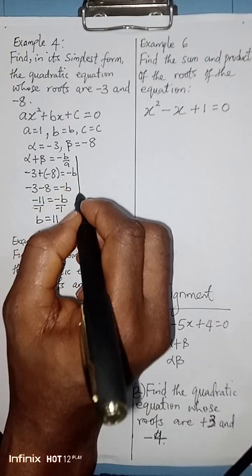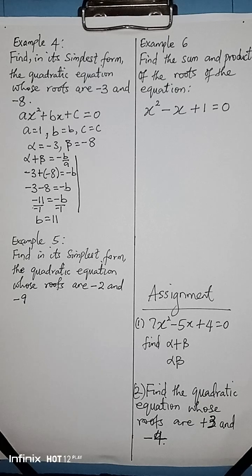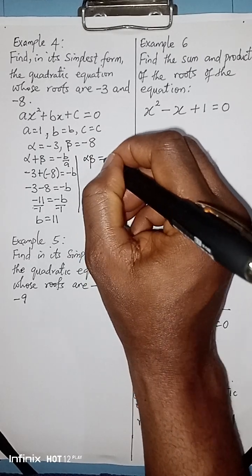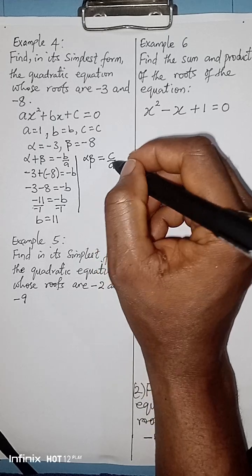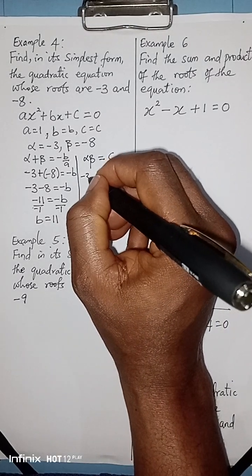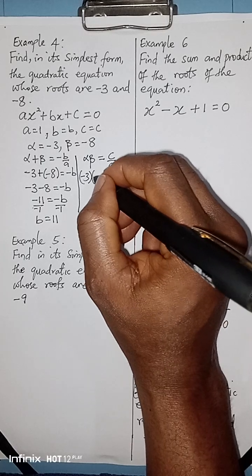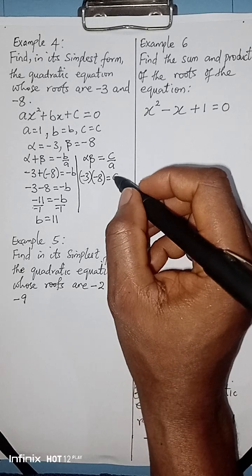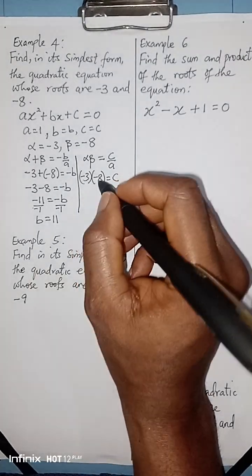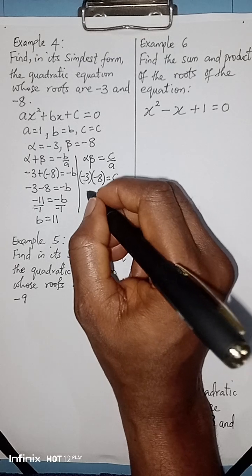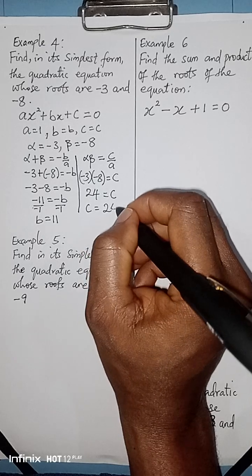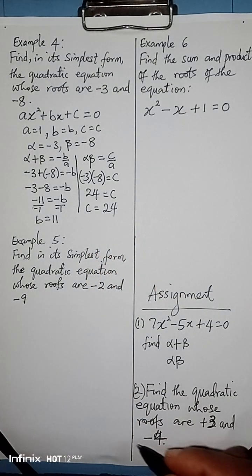And let me divide this so that I have enough space to work with. The next thing is to go get a value for c. I'm using the formula alpha beta equals c over a. Alpha is minus 3 times beta is minus 8 equal to c. A is 1, so c over 1 is c. Minus times minus is plus. 3 times 8 is 24 equals c. So therefore c is equal to 24. So we've gotten the values for b and c.